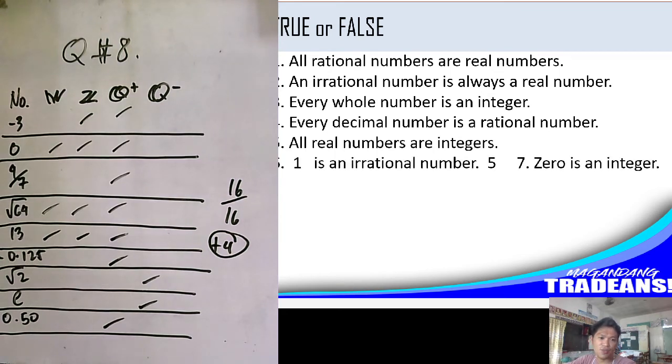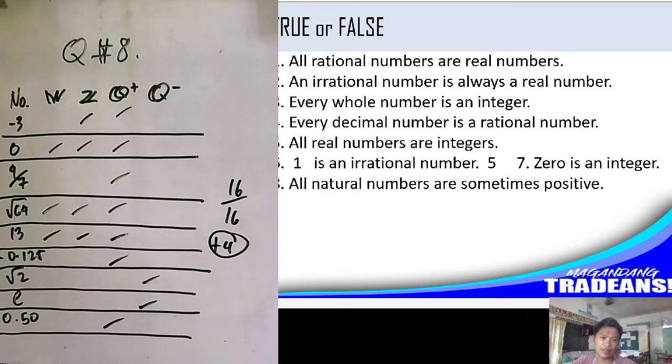Next, number 6, 1 is an irrational number. Don't include number 6 yet. Something seems to be missing here. Okay, I got it. 1 is an irrational number. Is it true or false? Next, number 7. 0 is an integer. Is it true or false? 0 is an integer. Take note, integers are divided into three parts: negative, positive, and neutral.